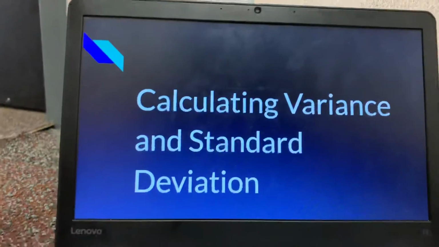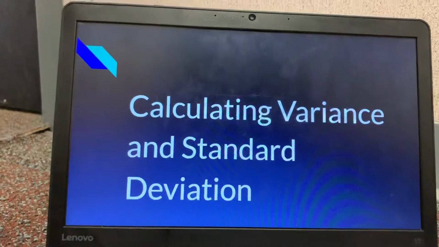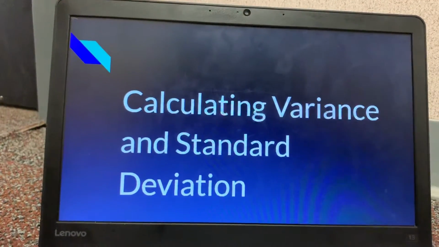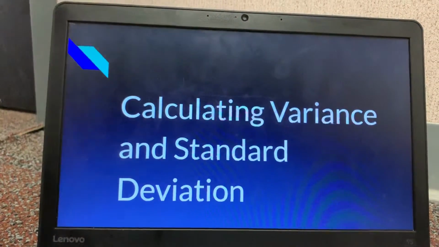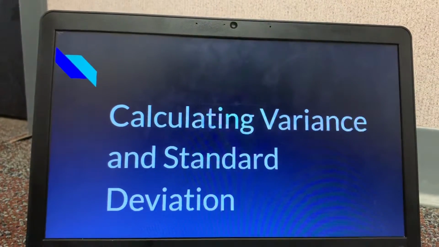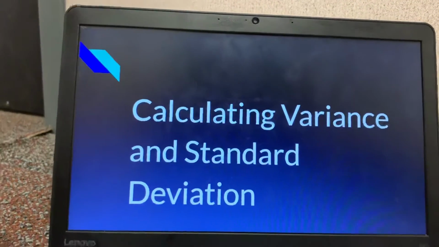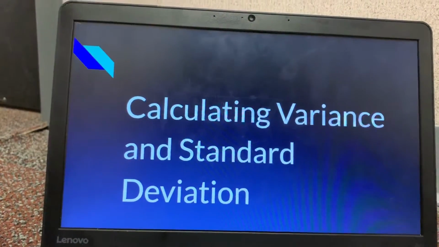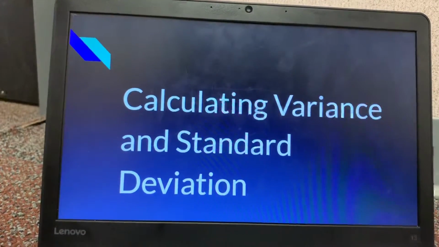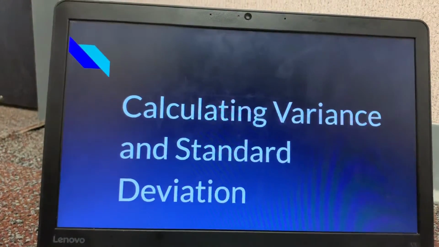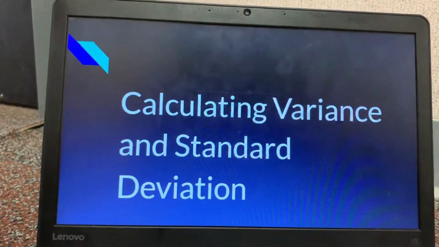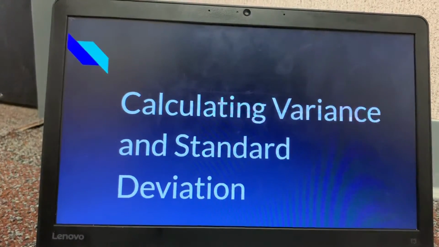Okay, to calculate the variance and standard deviation: variance is the average squared deviation from the mean of a set of data, which is used to find the standard deviation. The standard deviation shows the variation in data. If the data is close together, then the standard deviation would be small. If the data is spread out, then the standard deviation would be large.